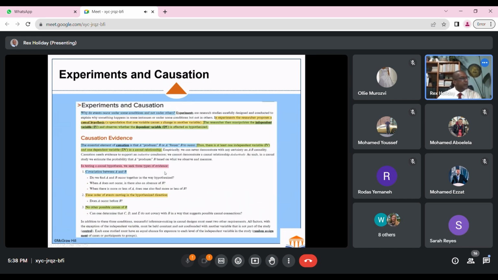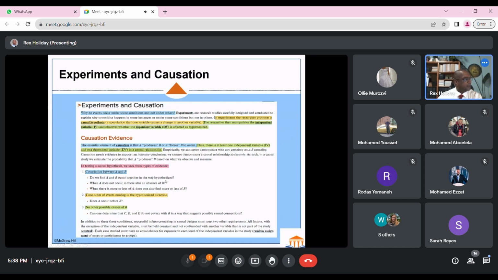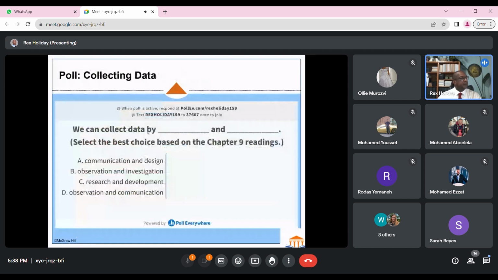Let's look at that. Here they are. In testing a causal hypothesis, we seek three types of evidence: covariation between A and B, time order of events moving in the hypothesized direction, and no other possible causes of B. So that's all of the above, because it's all three.